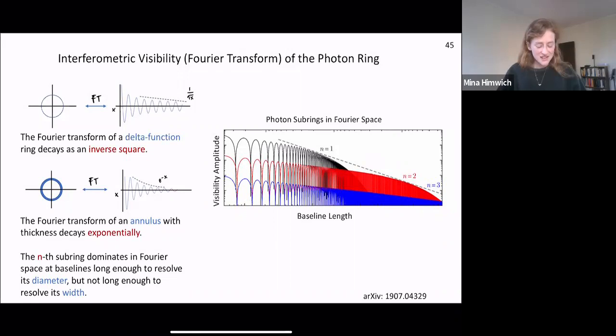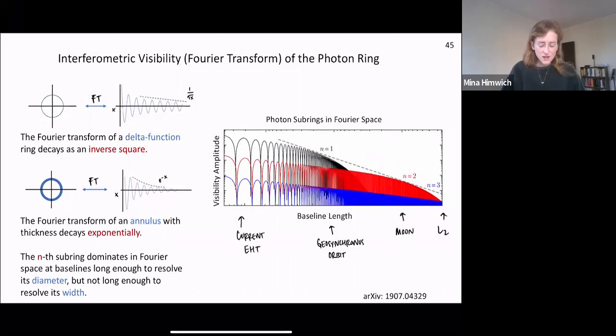And then the signal will start to decay exponentially once the baseline gets long enough to resolve the width of the subring. And then the signal from the n equals 2 subring will start to dominate because it's still decaying as an inverse square, because the baselines still aren't long enough to resolve the fact that the n equals 2 subring has thickness. Remember, the n equals 2 subring is exponentially narrow compared to the n equals 1 subring. So these will give well-separated signals in different baselines in Fourier space.